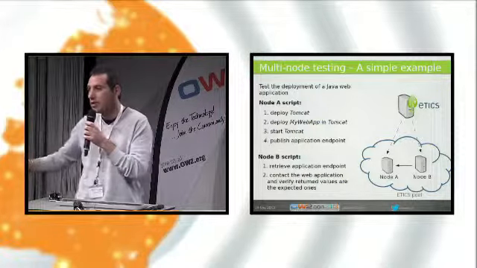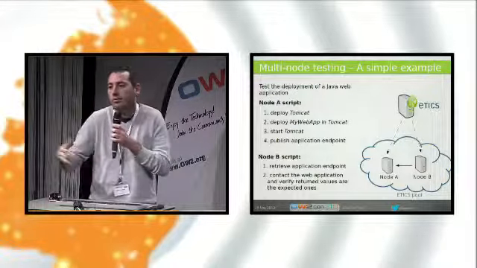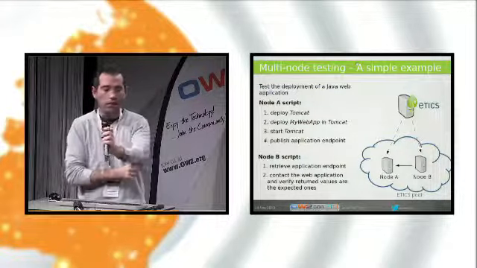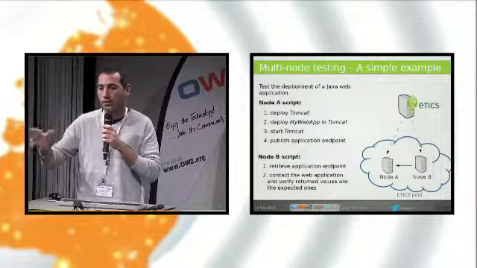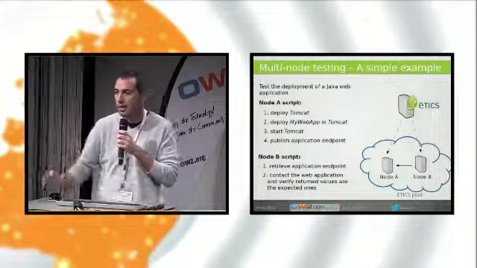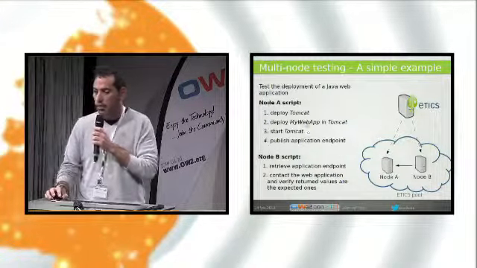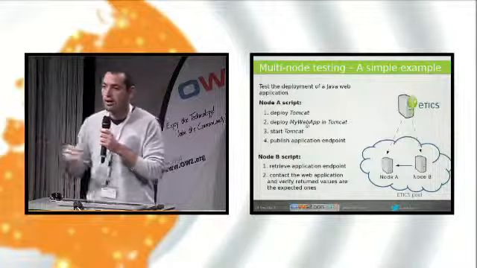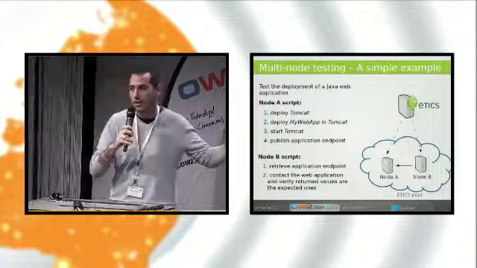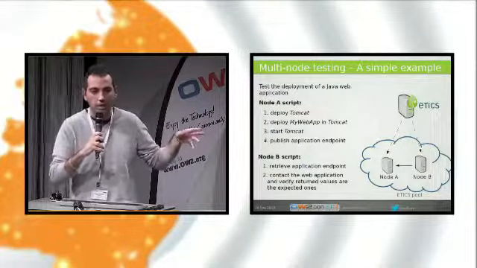On the second node, I retrieve the endpoint of my application, and I write some tests for testing the application. I can interact with the application and check that it's up and running and it's behaving as expected. And the nice thing is that my web app here, the package that I deploy, comes from the continuous integration part of the ETICS system. So it's always, let's say, the latest version available.